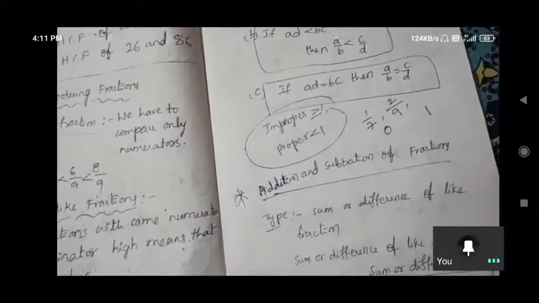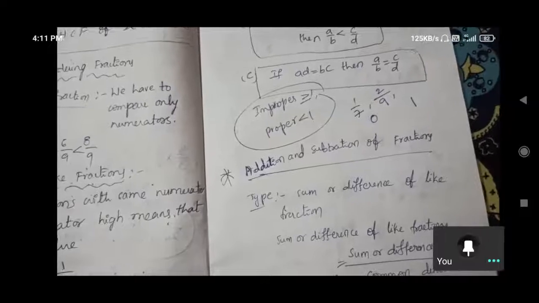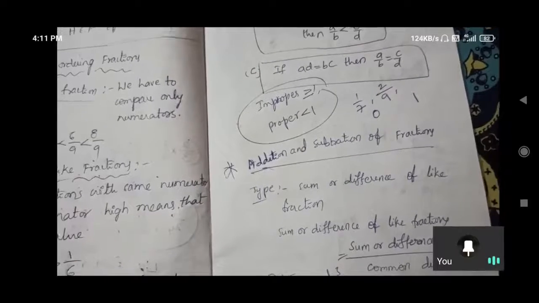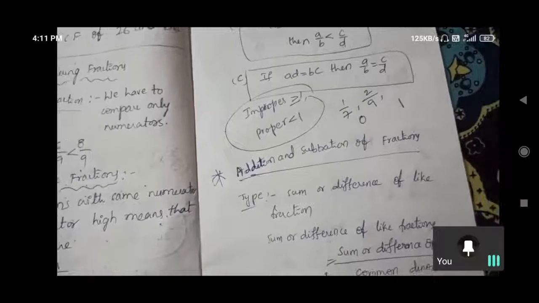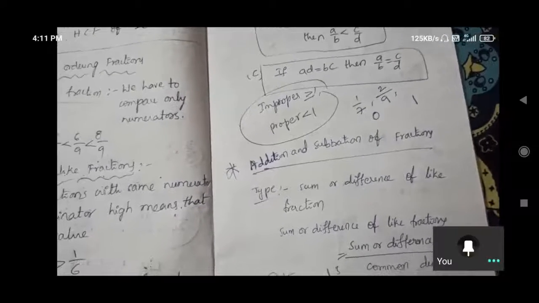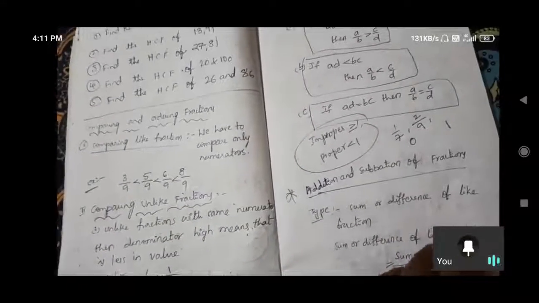And addition and subtraction of fractions. How can we add and how can we subtract? For example, if both the denominators are the same, like fractions, it is easy to add.